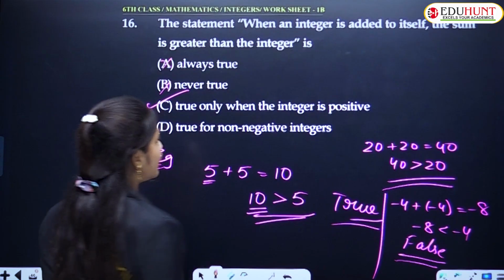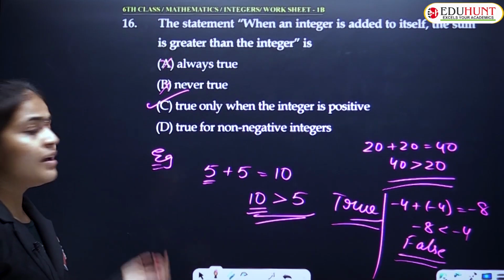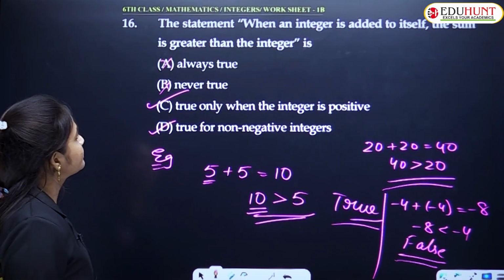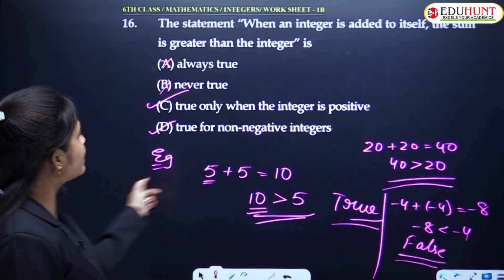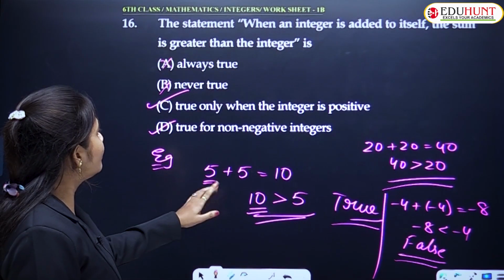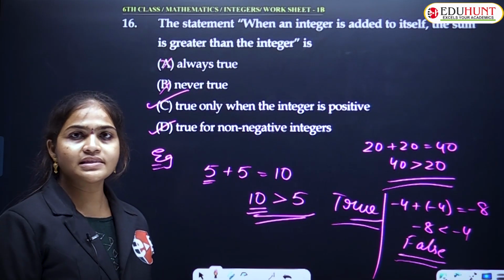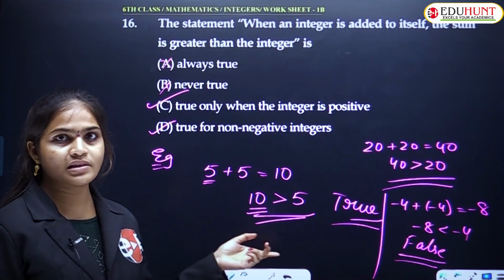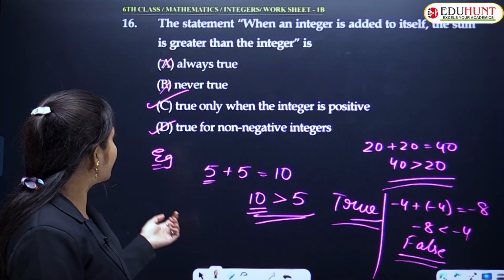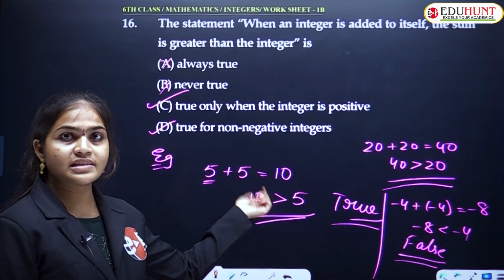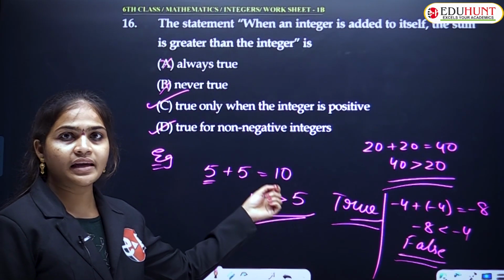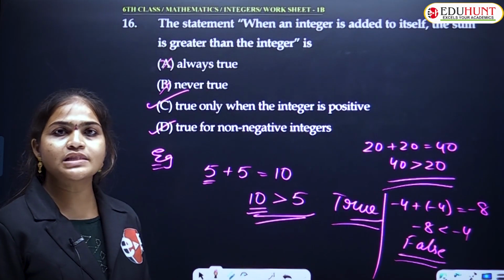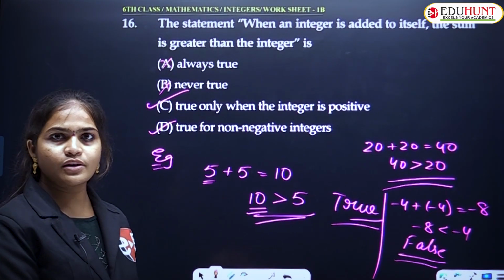True for non-negative integers. Non-negative integers means positive integers only, no? So that's why this one also is correct. True only when the integer is positive, it is satisfying. And in the same way, 0 is also there. If you take 0 plus 0, what will you get here? Again, a non-negative integer, 0 also there. 0 plus 0 is equal to 0 only. So 0 is equal to 0.